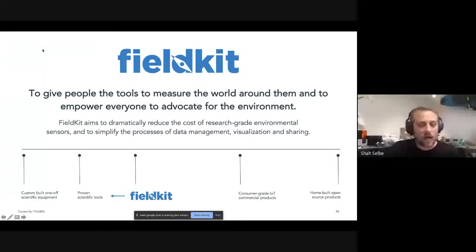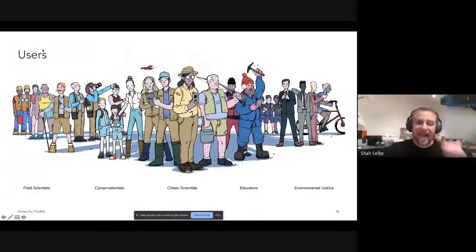You can have high school students in Southern Europe that can afford it. It just becomes accessible to a lot of people. And that's what we've been building with FieldKit. So we're trying to create something that is as useful to field scientists and conservationists as it is to environmental justice activists or citizen scientists or teachers and students and things like that.